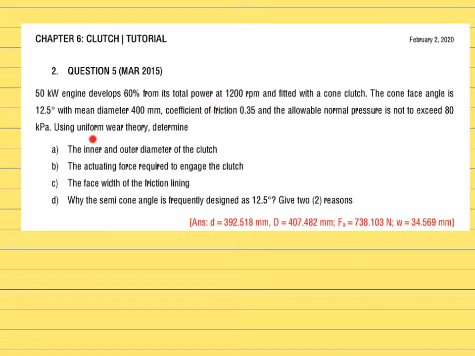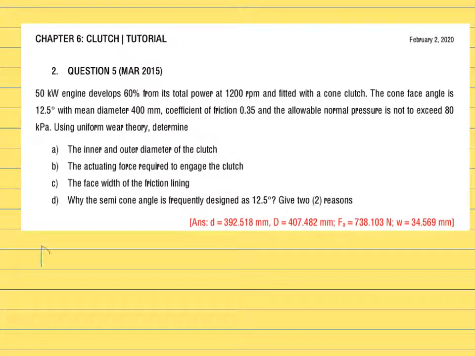By using uniform wear theory, we need to find first the inner and outer diameter of that cone clutch, and then the attracting force, which is Fa, required to engage the clutch, and then the face width of the friction lining, which is W, and last, why the semicone angle is frequently designed as 12.5 degree. So give two reasons. Now let us write all the information given at the below first.